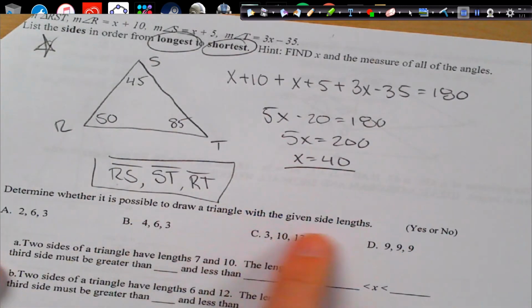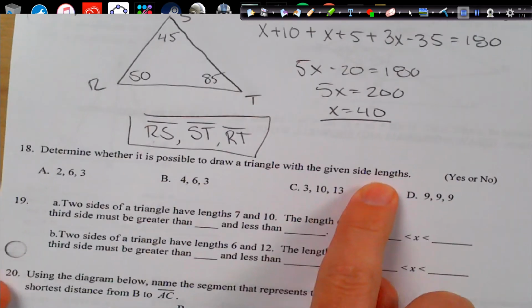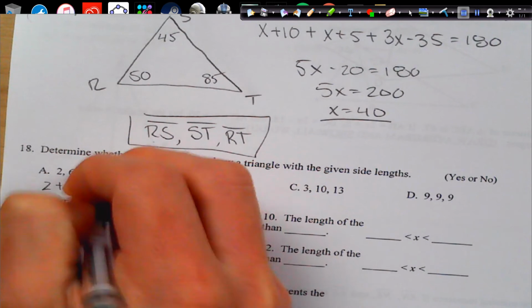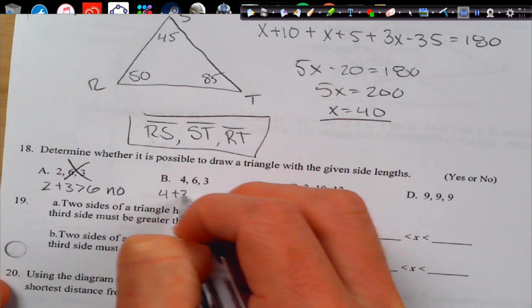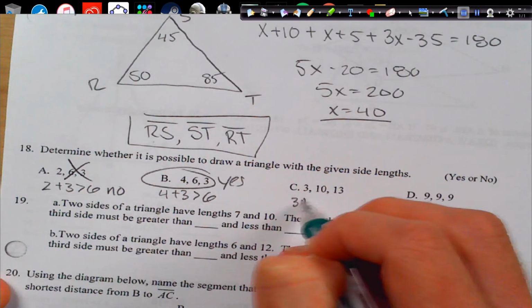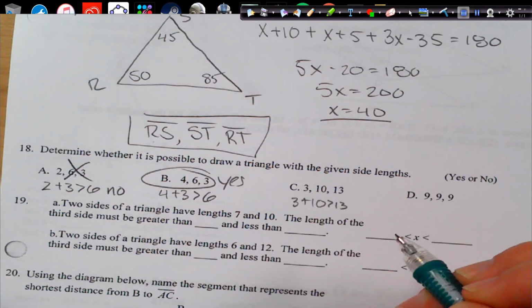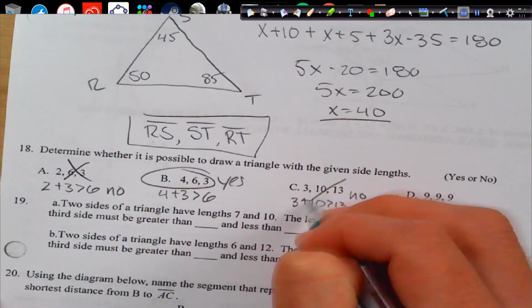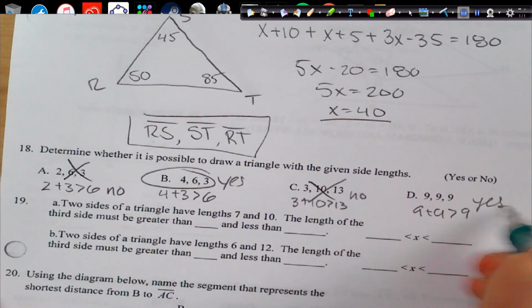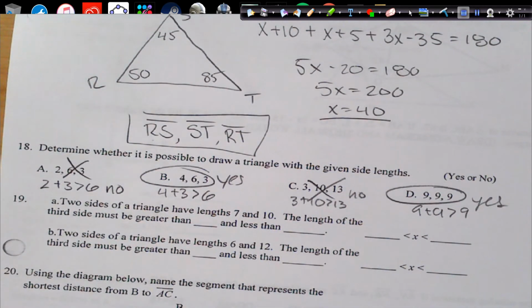Determine whether it is possible to draw a triangle from these given side lengths. All you have to do is add up the two small. 2 plus 3 is bigger than 6? No. 4 plus 3 is bigger than 6? Yes. 3 plus 10 is bigger than 13? Am I older than myself? No. And 9 plus 9 is bigger than 9? Yeah. So we got B and D out of that, which stands for bed and dessert.